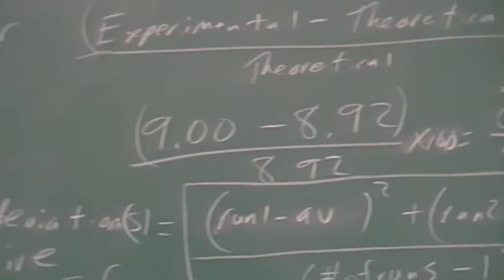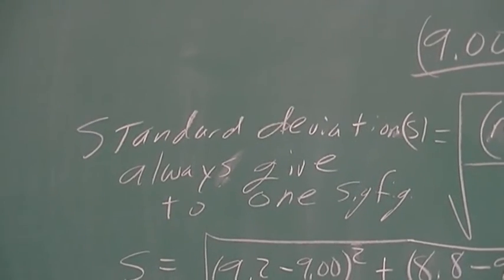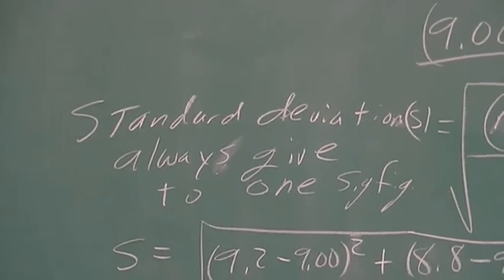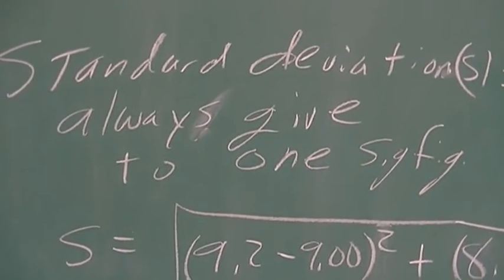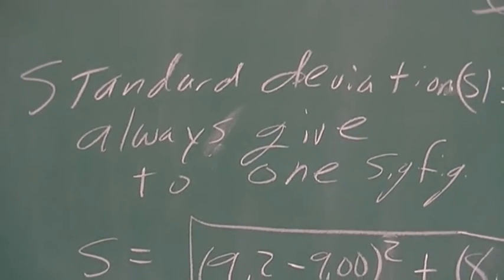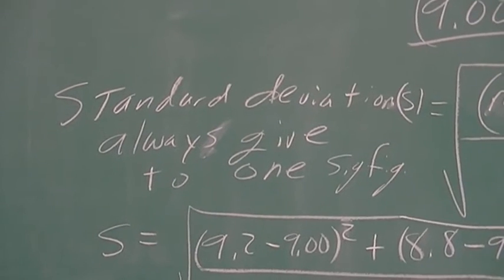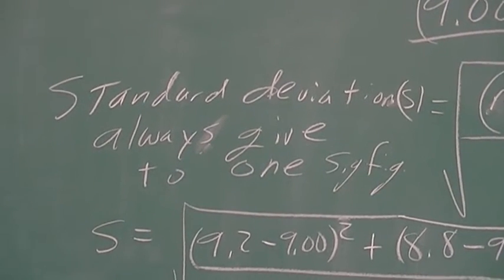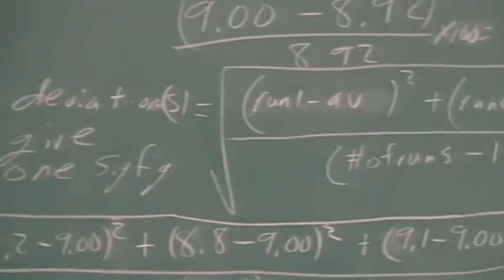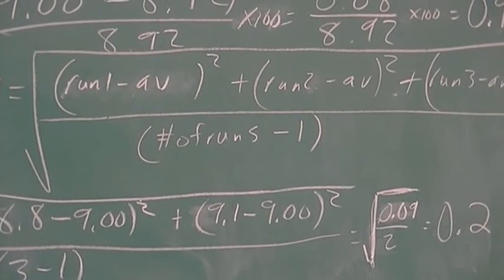All right, now standard deviation. One good thing about standard deviation is that you will always give standard deviation to one sig fig. You don't have to worry about bringing your sig figs along and doing anything with that. Whenever you're done with your standard deviation, you always give it to one significant figure. All right, and so here's the bad news. It's a more complicated equation.